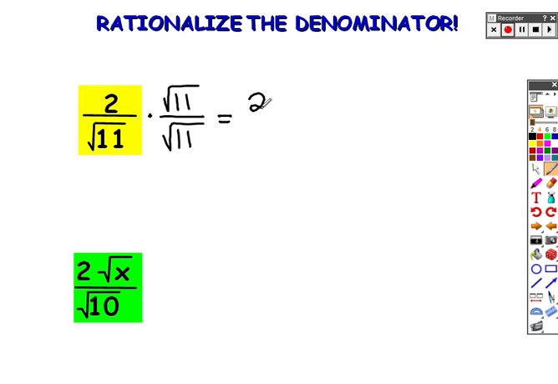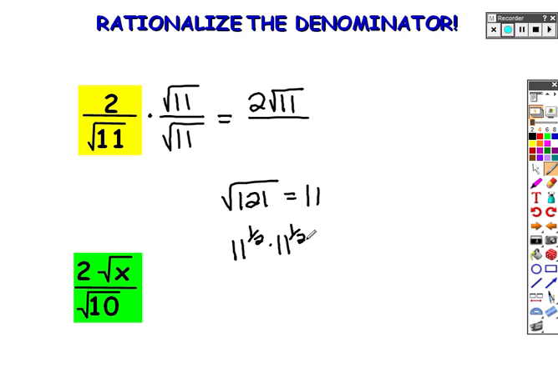Well, in the numerator, I just have 2 square roots of 11. Make a note that, if I see this, I could say that's square root of 22. But right now, I just have 2 square roots of 11. In the denominator, square root of 11 times the square root of 11 is the square root of 121, which is just 11. Or you could think of it as 11 to the 1/2 times 11 to the 1/2. If I have the same base, you add the exponents. 1/2 plus 1/2 is 1.